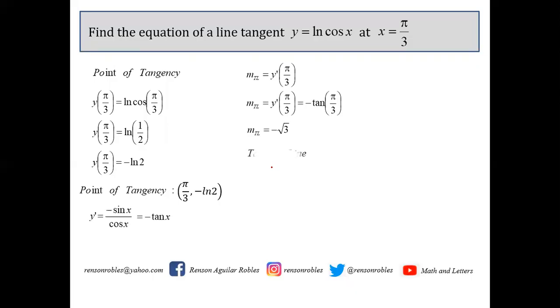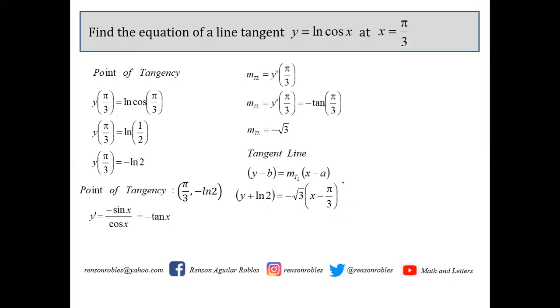And then for the equation of the tangent line, we have y minus b equals the slope of the tangent line times x minus a. So b is replaced by negative ln 2 and a is replaced by pi over 3, while the slope of the tangent line is given by negative square root of 3. So you have y plus ln 2 equals negative square root of 3 times x minus pi over 3.